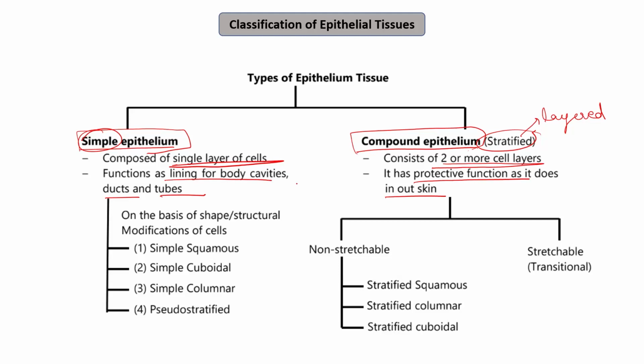So simple epithelium, on the basis of the shape or the structure, can further be divided into various types. For example, simple squamous, simple cuboidal, simple columnar, and pseudo-stratified. While compound epithelium can be of two types, non-stretchable and stretchable. Examples of non-stretchable are stratified squamous, stratified columnar, and stratified cuboidal, while the example of stretchable compound epithelium is the transitional epithelium. So we will see the basic characteristics of each of these types of epithelium.